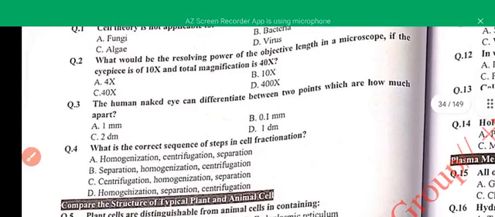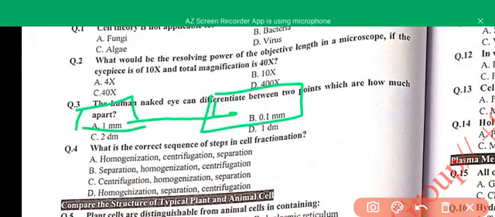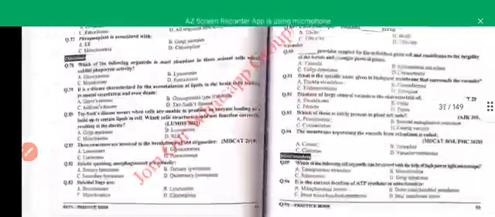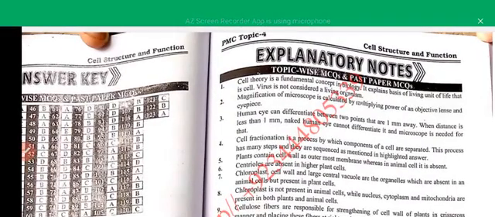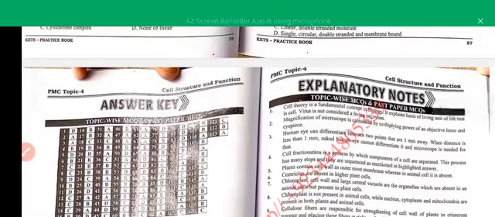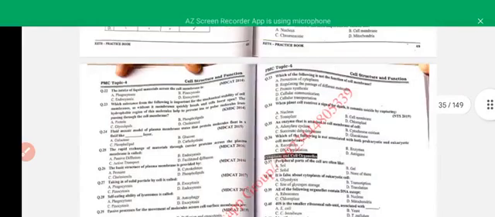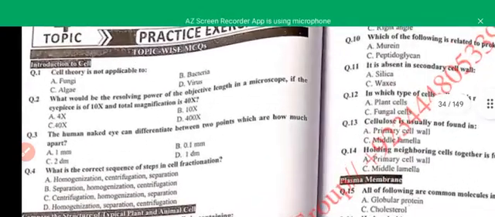Then we are going to discuss how far apart two points must be for the human naked eye to differentiate them. It ranges from 1 millimeter to 0.1 millimeter. According to Punjab textbook board, it is 1 millimeter in range. According to KPK and Federal, it may be 0.1 millimeter. So for Punjab it is 1 millimeter, and the option is B, 1 millimeter away. A option is right.